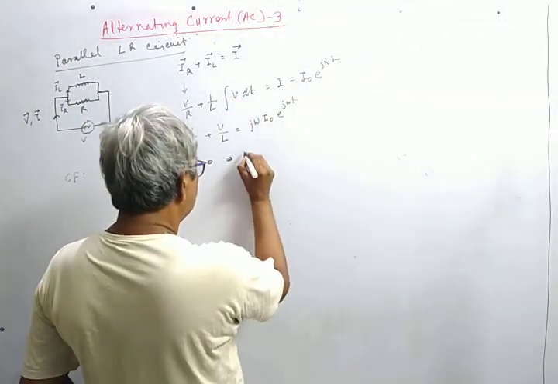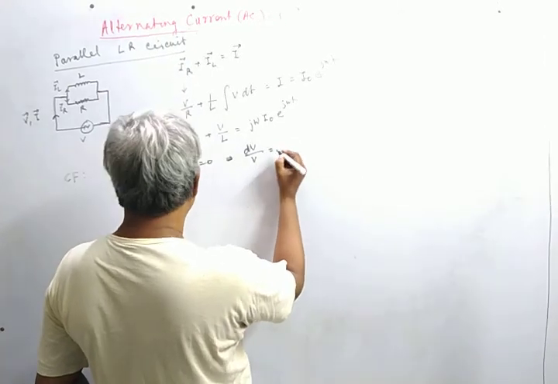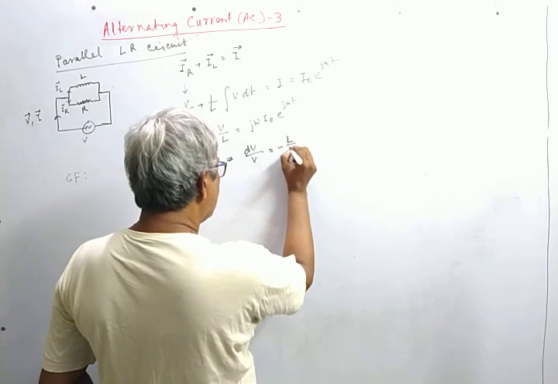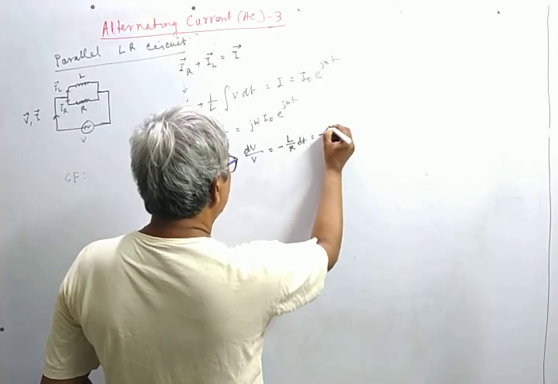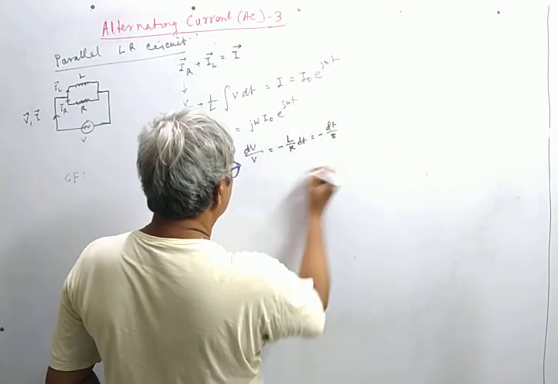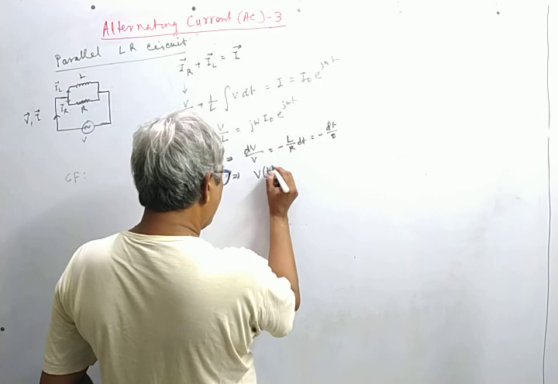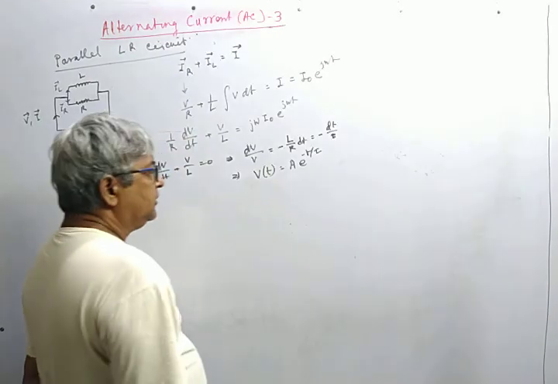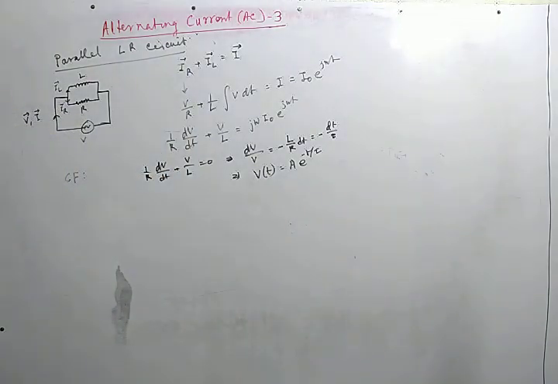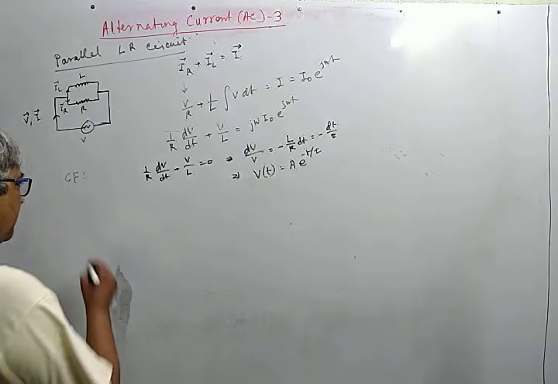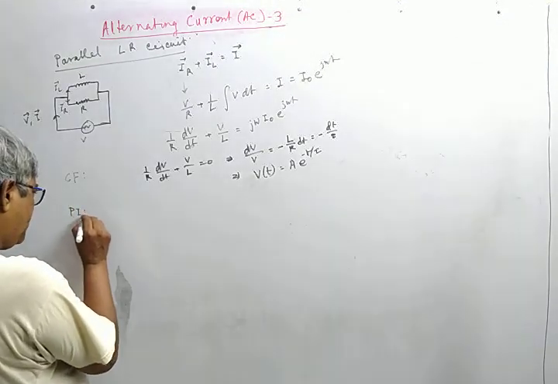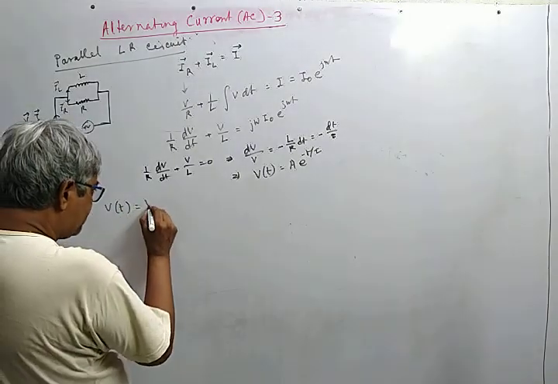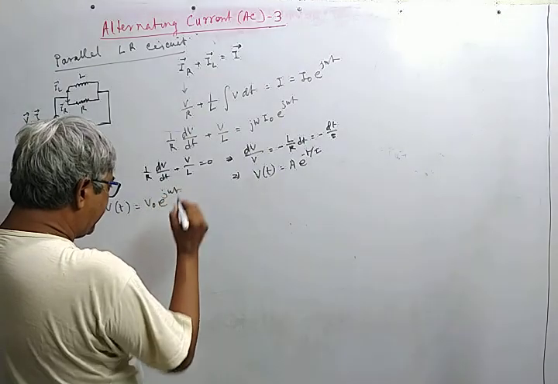So this leads to dV by V is equal to minus R by L dt, which is minus dt by tau, which gives V as a function of t is equal to some constant A e to the power minus t by tau. So the solution of the complementary function dies down with time, and for the PI, we are asking for a solution of V, so we write V0 e to the power j omega t.